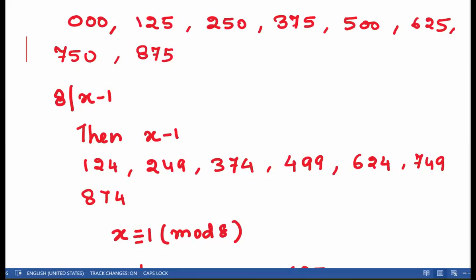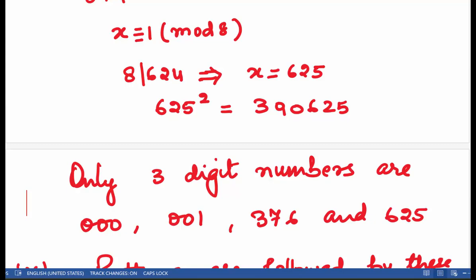Now 8 should divide x minus 1 in that case. So you can see x minus 1 are 124, 249, 374, 499, 624, 749 and 874. We've just subtracted 1 from these numbers. Or it means x is congruent to 1 mod 8. So if we take x to be 625, in that case you see 8 divides 624. The only number 8 divides is 624. So our x becomes 625.